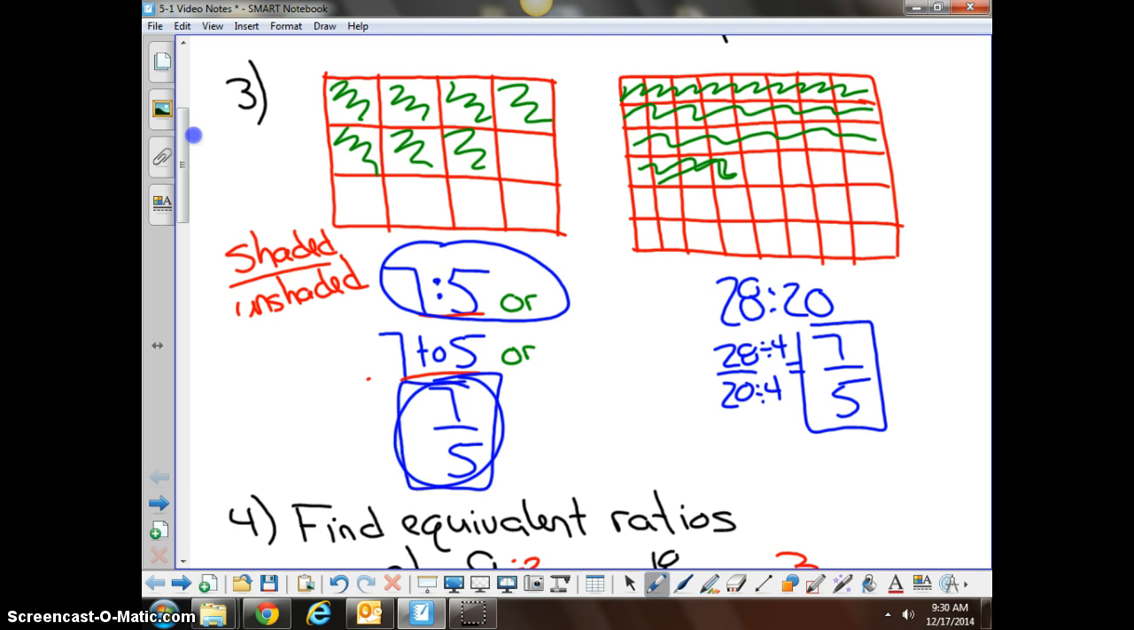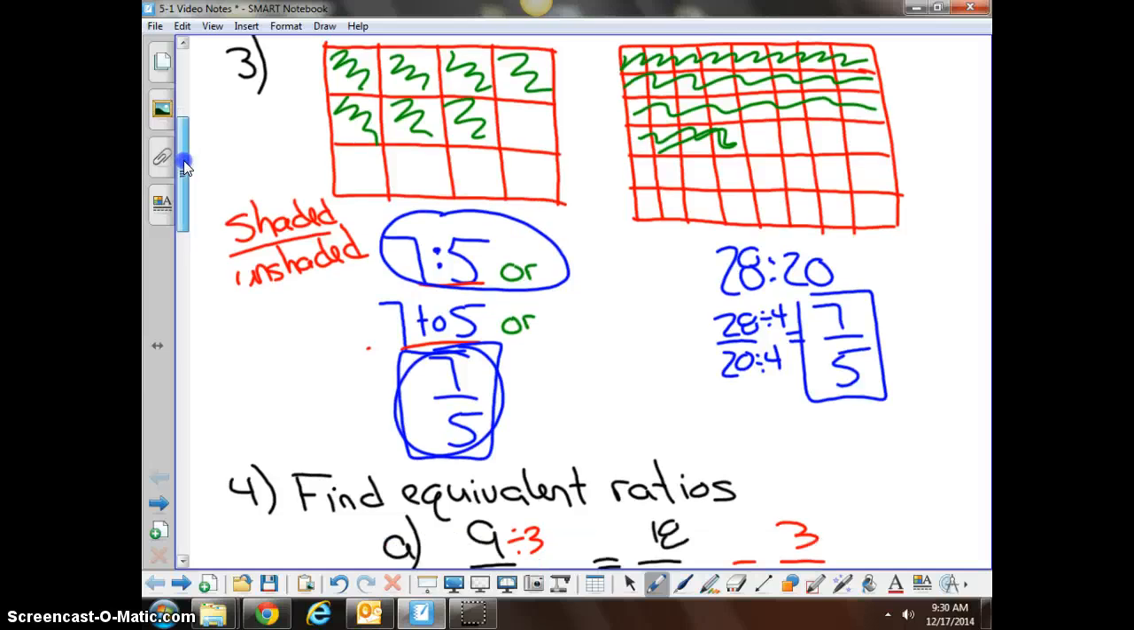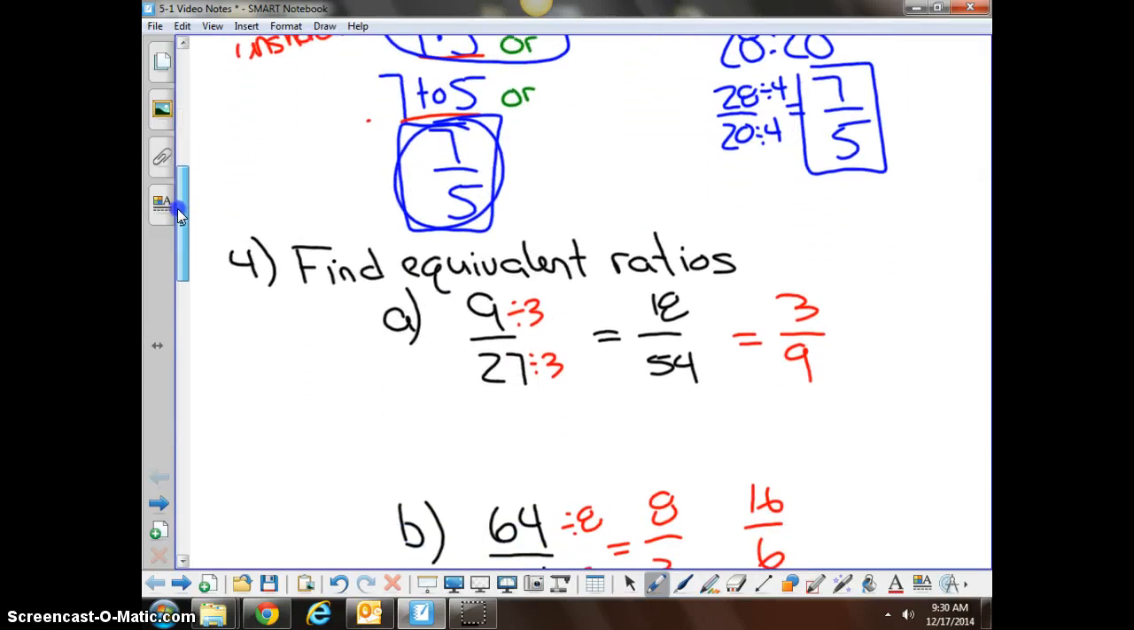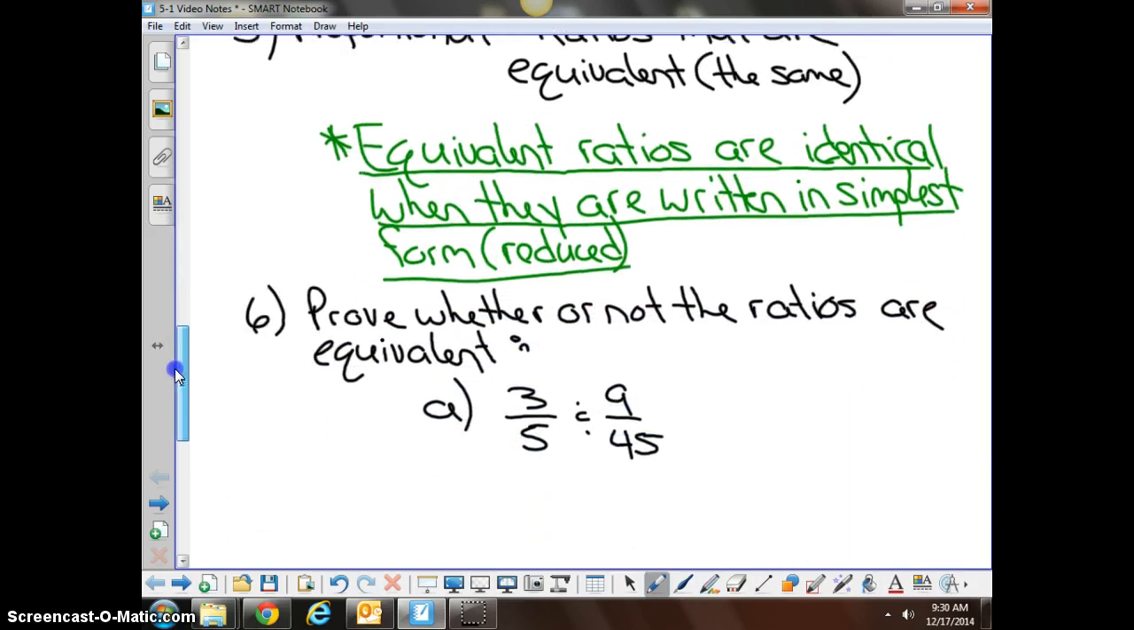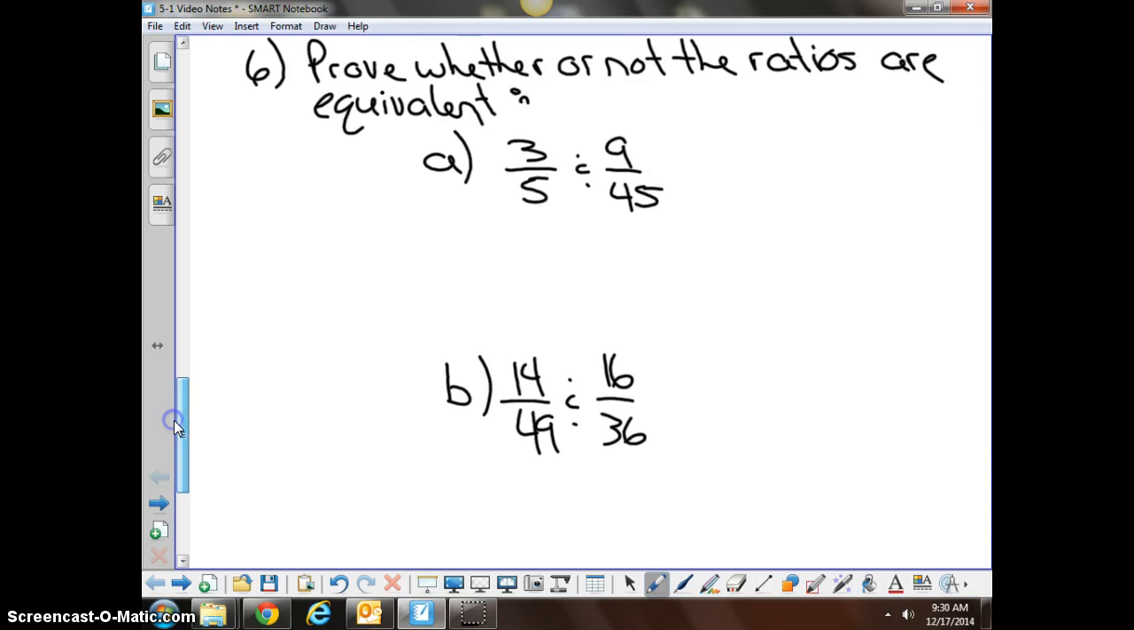Now we have proof that box number 3 and box number 4, with their shaded to unshaded, are equivalent ratios because when they're in simplest form, they are the exact same ratio, number, fraction, whatever you want to call that. Number 5, we're going to do a couple more proofs. Prove whether or not the ratios are equivalent, 3/5 and 9/45.